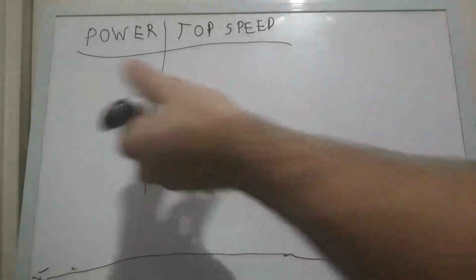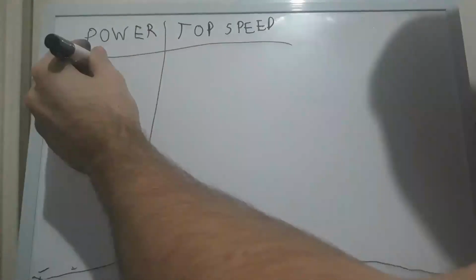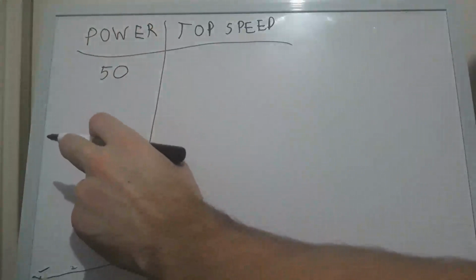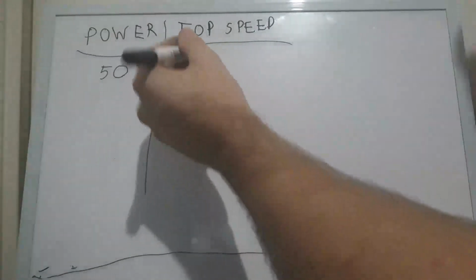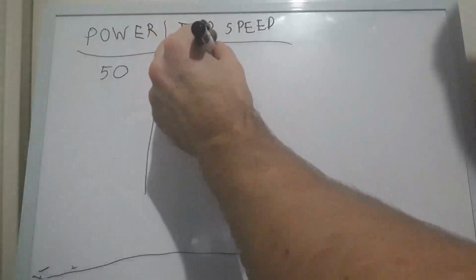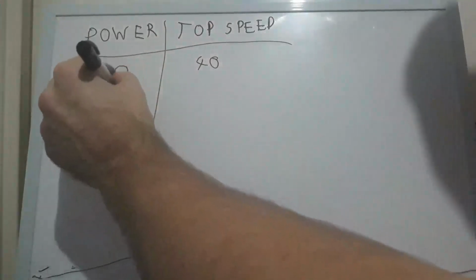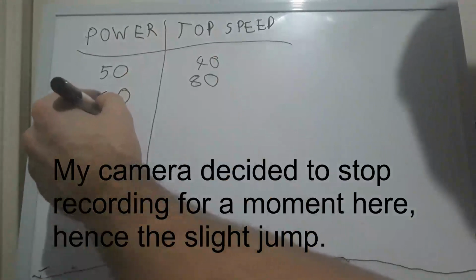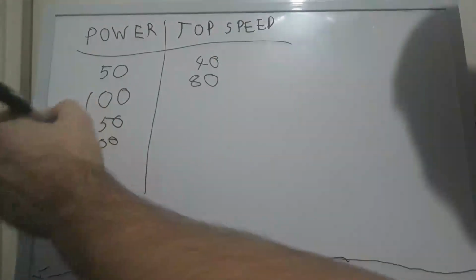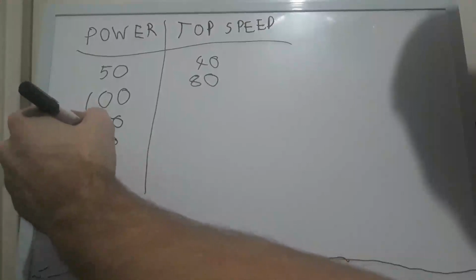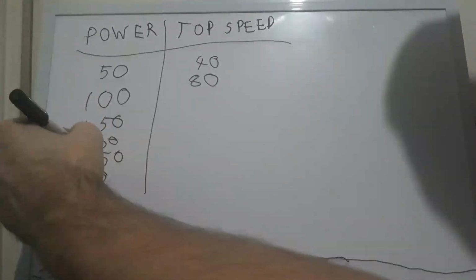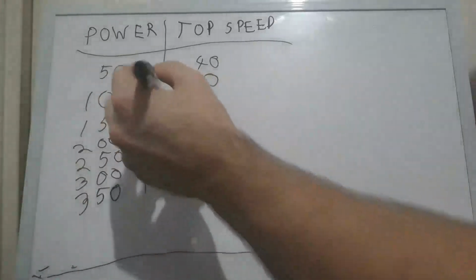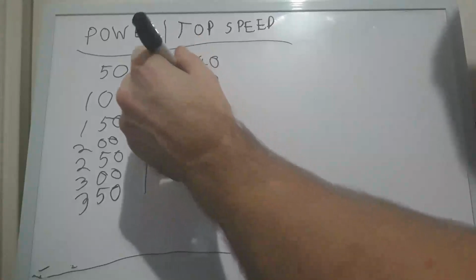Anyway, let's say we have a car with a power of 50. That might actually just be a moped or a bunch of really strong dudes on one really big bike. Let's say it's got a top speed of 40. Let's say we have a car with a power of 100. Let's say it's got a top speed of 80. Alright, let's say we have a power of 150, 200, 250, 300, and I'll put 350 in there as well. Marvelous handwriting I've got. Alright, let's say, oops, sorry.